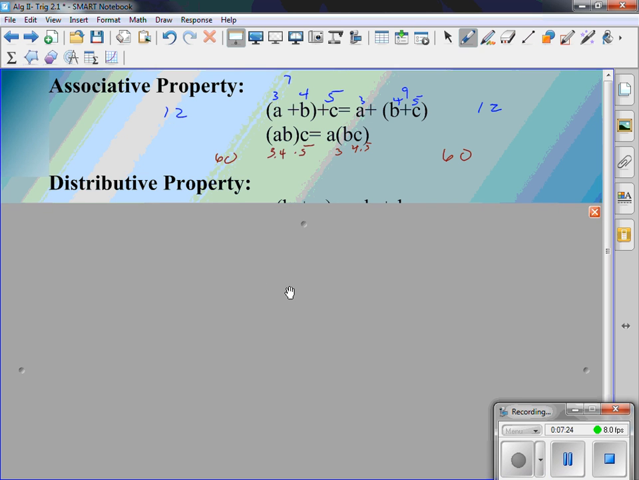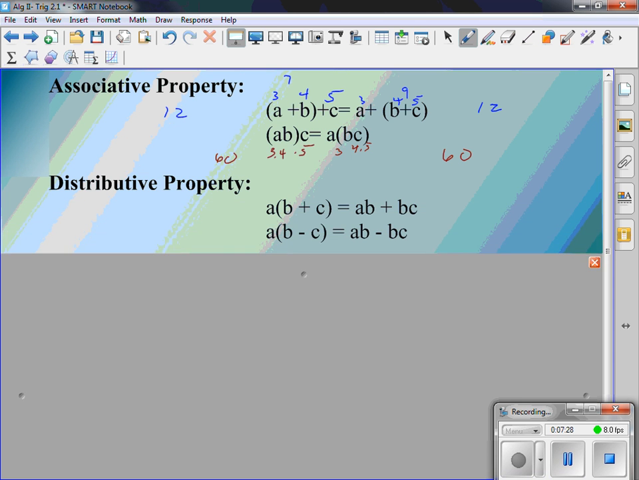Distributive property. You already know this property. We know how to distribute. A times the quantity of B plus C. All that means is A times B plus A times C. And the same thing works if there's subtraction in the middle.